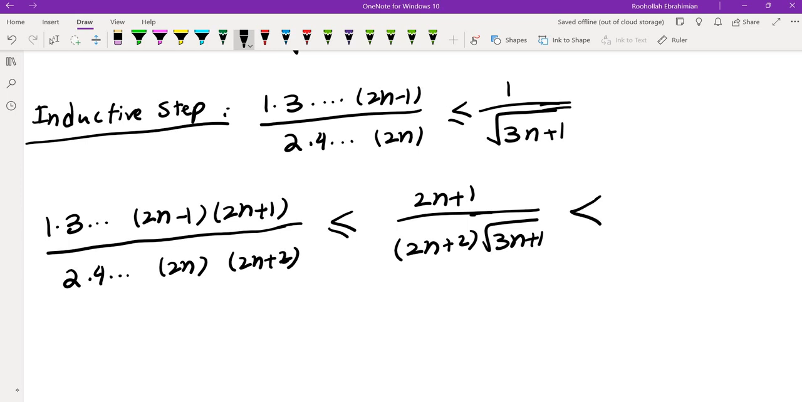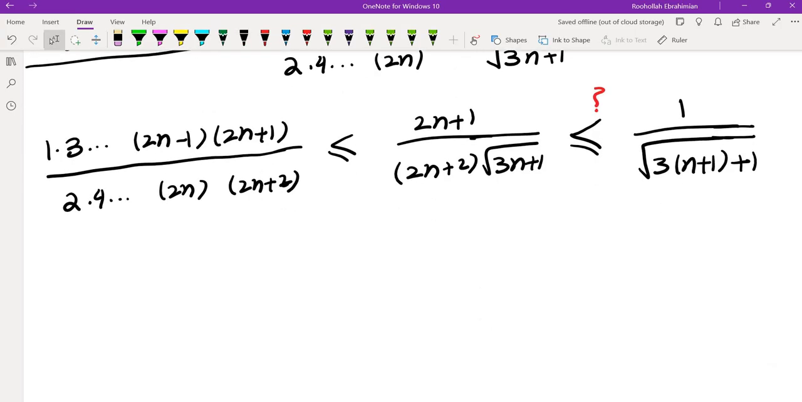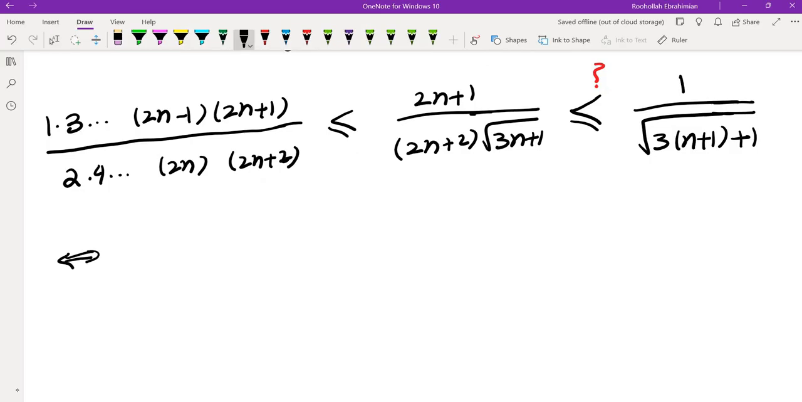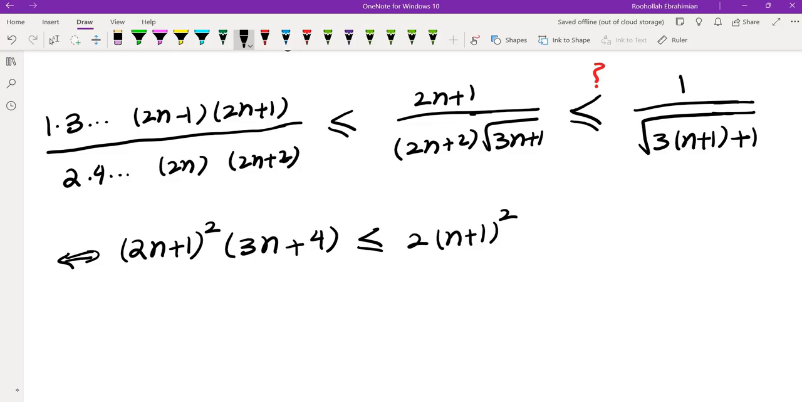Now if I prove that this is less than or equal to 1 over root 3n plus 4, then I would be done. And again, I don't know this inequality. If this inequality is true, by the way, I also need a plus 1 here. If this inequality is valid, then I'm done. So let's see if that is in fact valid. So when is this inequality going to hold? I'm going to cross multiply and square both sides. So I get 2n plus 1 squared times 3n plus 4 is less than or equal to 2 times n plus 1 squared times 3n plus 1.